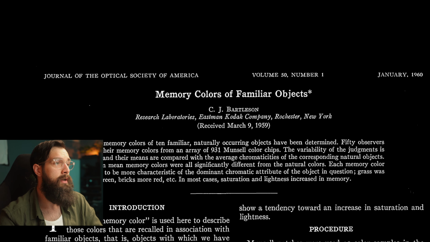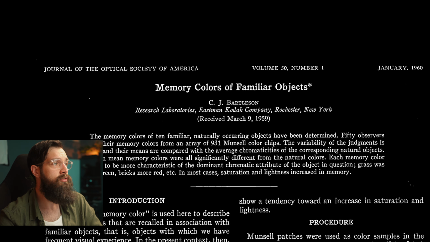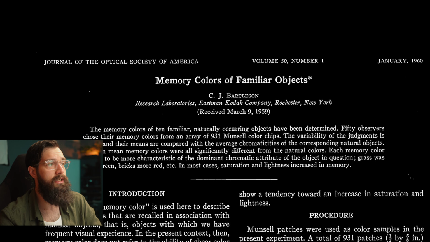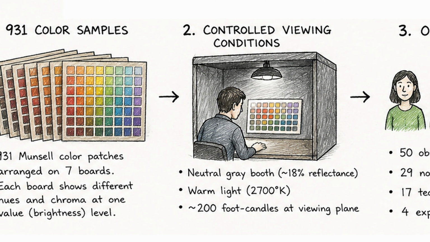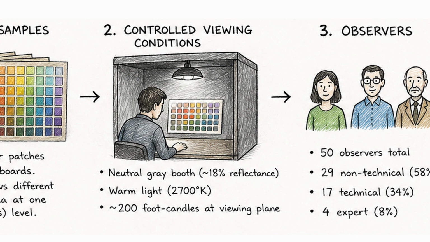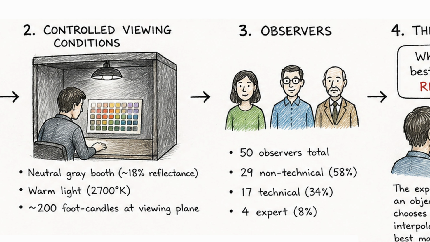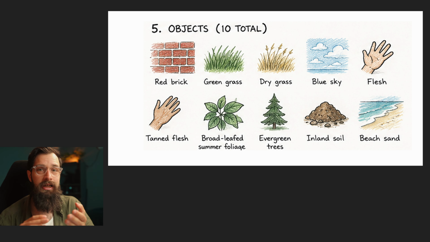The paper is called Memory Colors of Familiar Objects and it was published in the Journal of the Optical Society of America in January 1960. In this study, they placed around 900 color samples in a neutral gray room and asked people to pick from those the color of a red brick, green grass, blue sky, our skin tone, and a few other things that we encounter on a day-by-day basis.